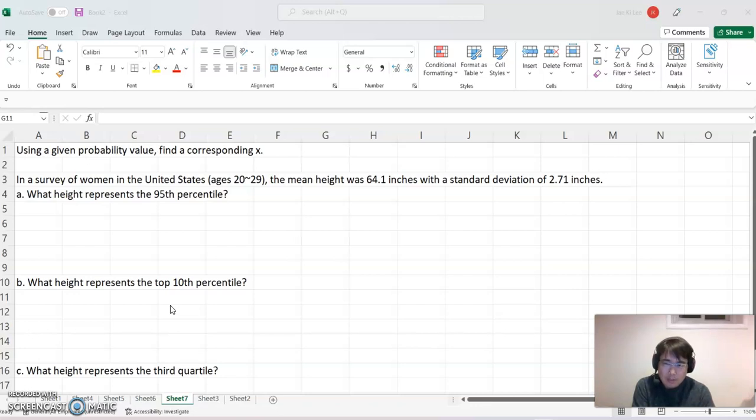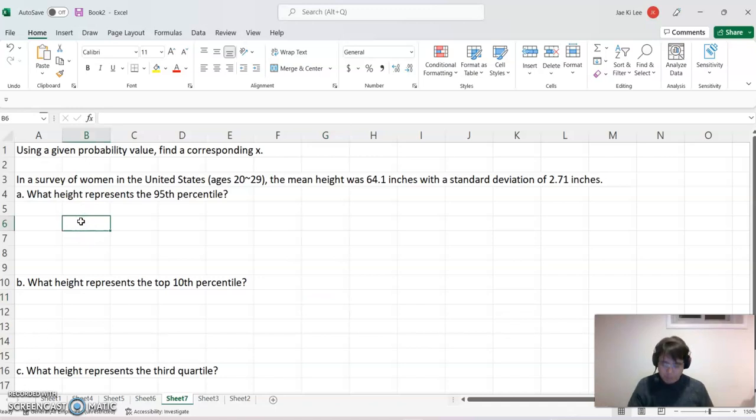Okay, so of course we can use the Z formula like last time, but this time we focus on using Excel Commander and finding out the answer. Okay? You ready? Okay, then let's do it.